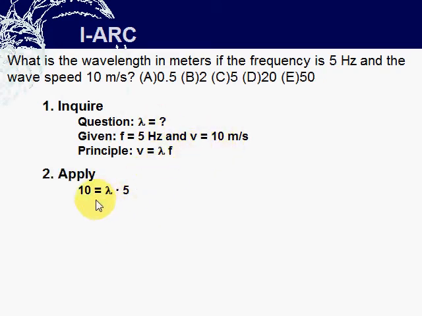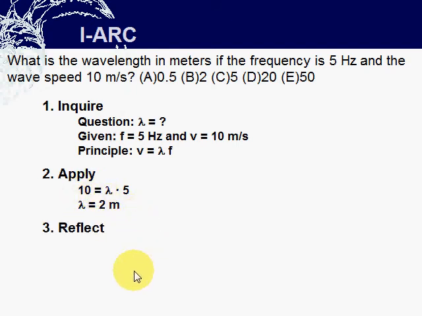We have 10 for the v. The lambda is to be determined. 5 here. And what number times 5 is 10? I can see that's 2. Or I can divide both sides of this equation by 5. That frees up the lambda on this side. 5 divided by 5 is 1, and 10 divided by the 5 is 2.